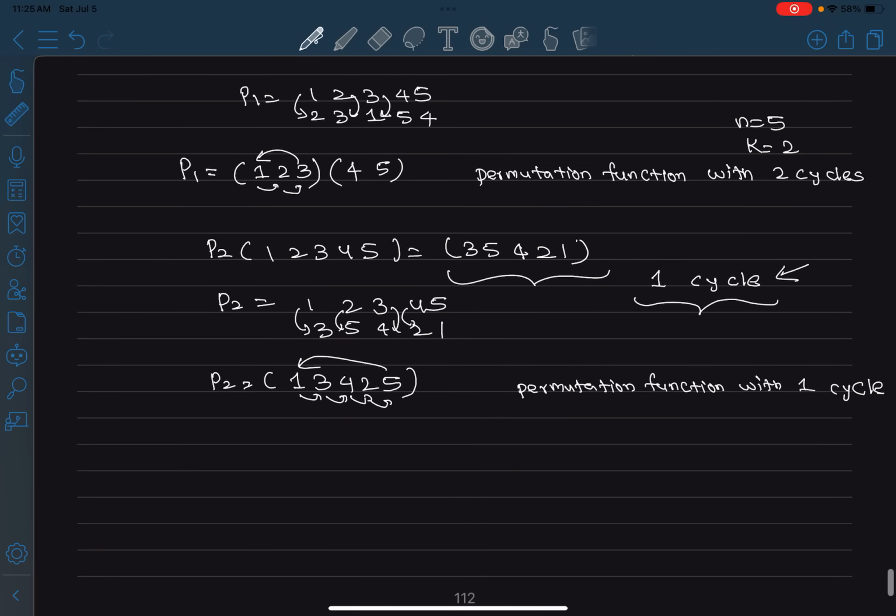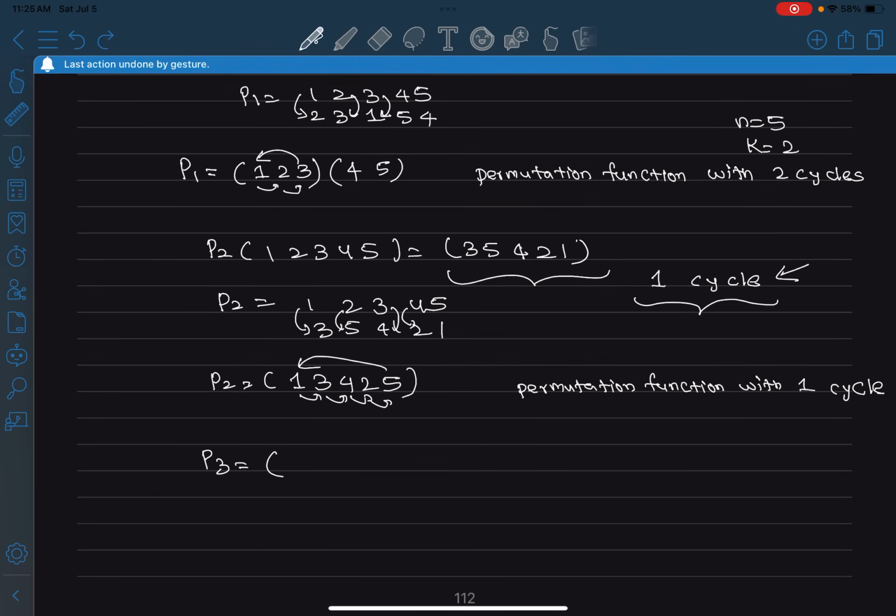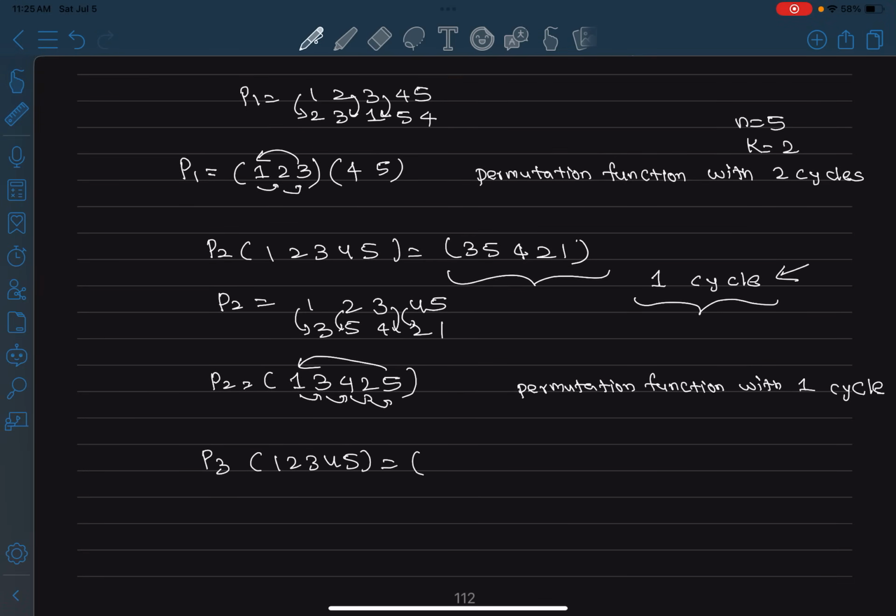Let me give a last example. Let's say this permutation takes 1, 2, 3, 4, 5 to 3 and then maybe 4 and then, I don't know, look at this. So 1 goes to 3, maybe 1 in here, and then 2 in here, 5 in here. I don't know what's going to happen, but it should take 1 to 3, 3 to 4, 4 to 1, right?